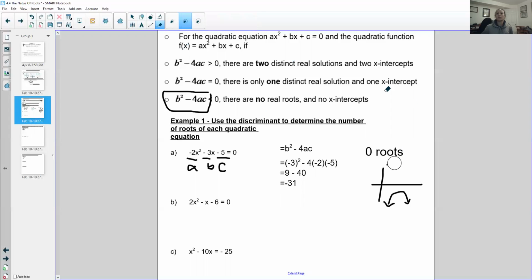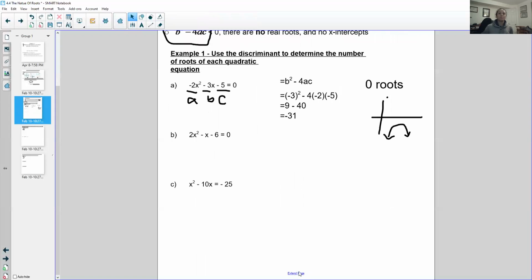Let's get rid of this. Okay, let's look at the second one as another example.